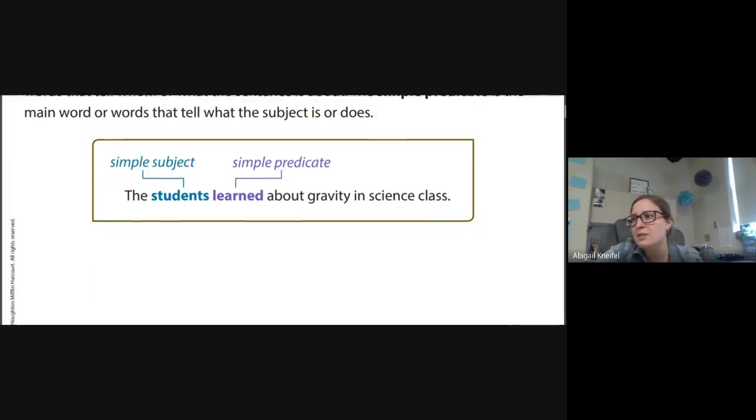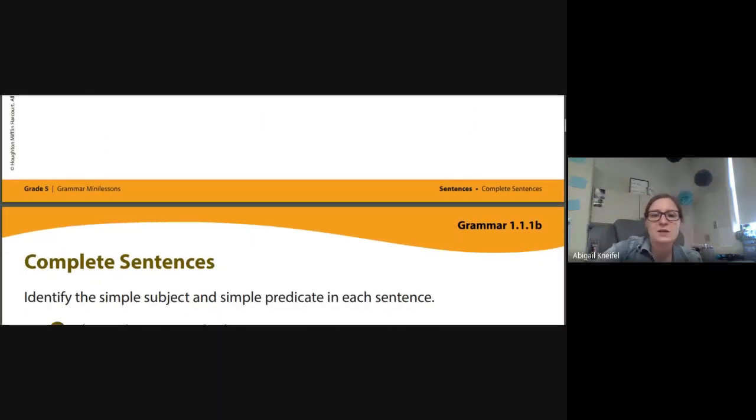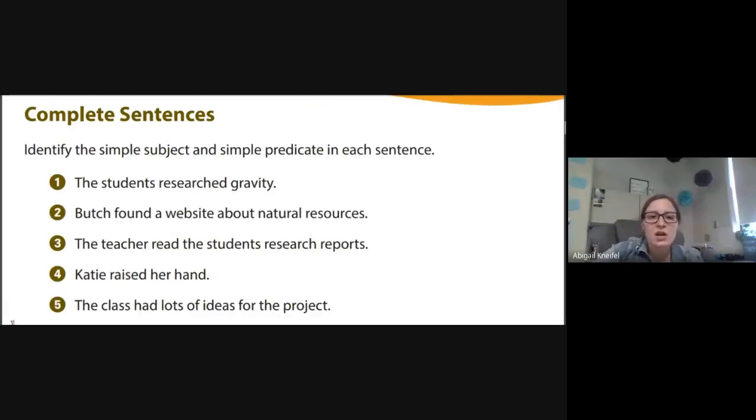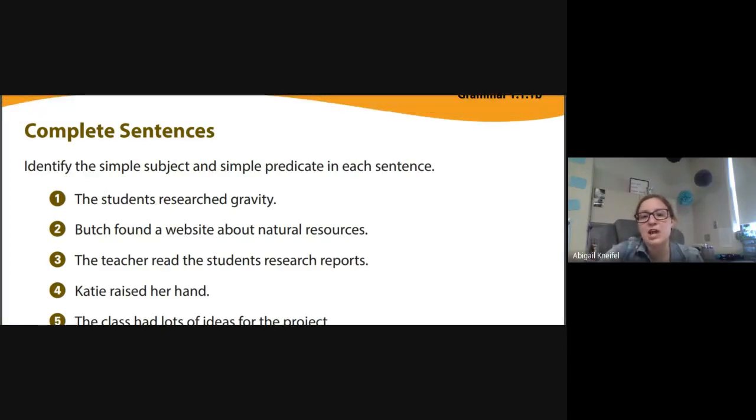All right, I'm going to scroll down a little bit. We're going to do a few practice ones together. We're going to identify the simple subject and simple predicate in each sentence. I'm going to do the first one out loud, and then you're going to type the next one in the chat. Number one, the students researched gravity. The subject is students because that's who it's about. And the predicate is researched because that's what they're doing.